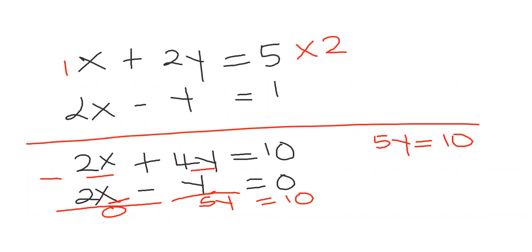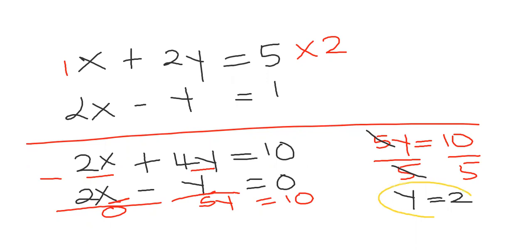Then find the value of y. So divide everything by 5. We divide everything by the coefficient of our variable at that time. So the 5 cancels the 5, since they are like terms and like terms cancel each other. Then we have y equals to 10 divided by 5, which is 2. Now, you have found the value of y. Now, find the value of x.